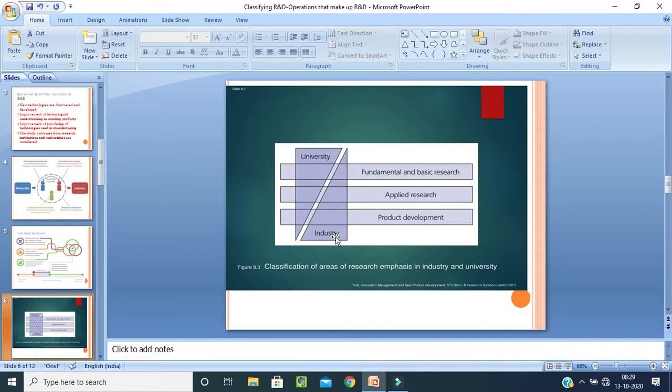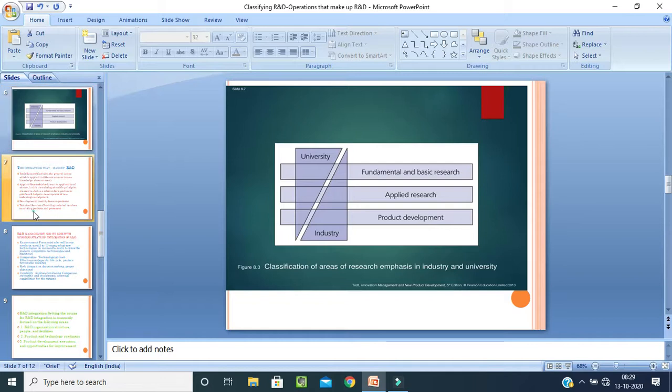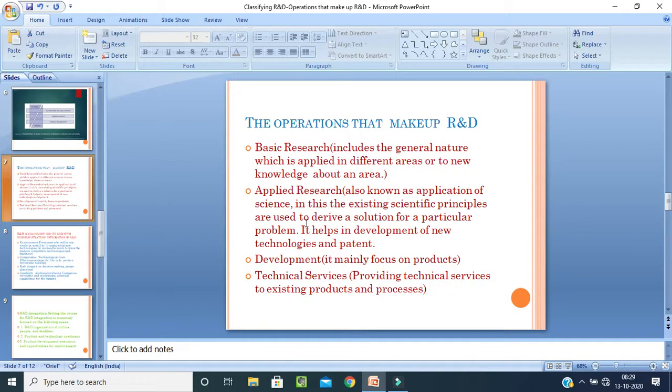So what is this talking about? This talks about the development of the product. So applied research is taking place, and the development happens according to the time and situation. Now we will go to the next topic, the operations that make up R&D. We have four operations in R&D. The first is basic research, then applied research, then development. The fourth one is technical services.